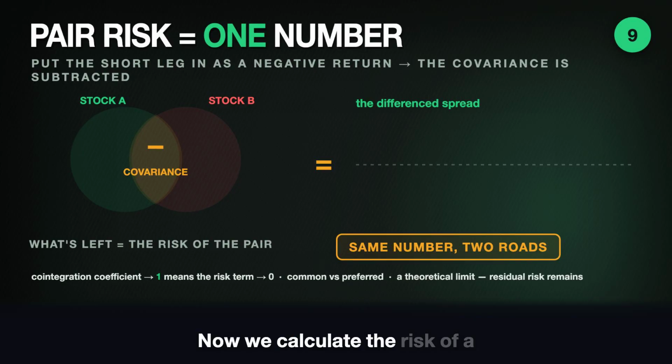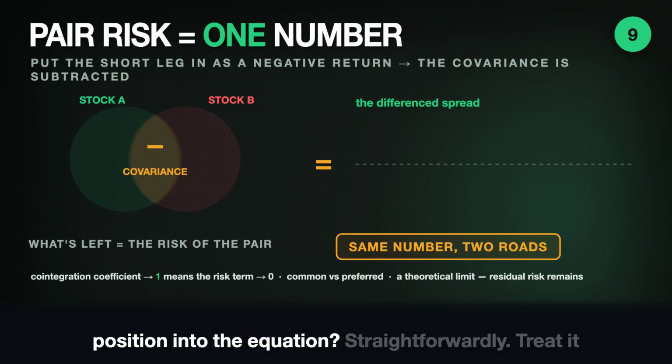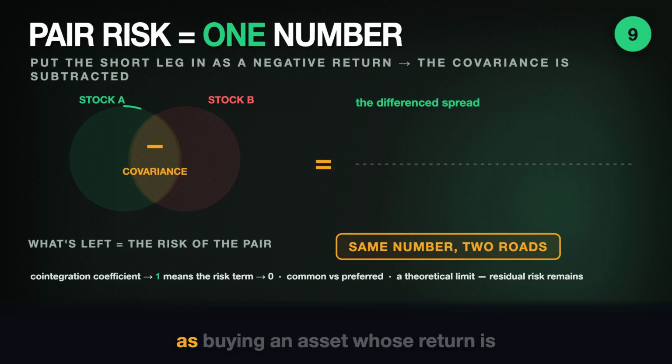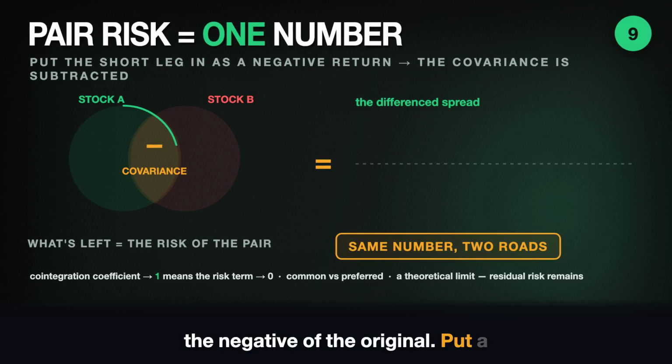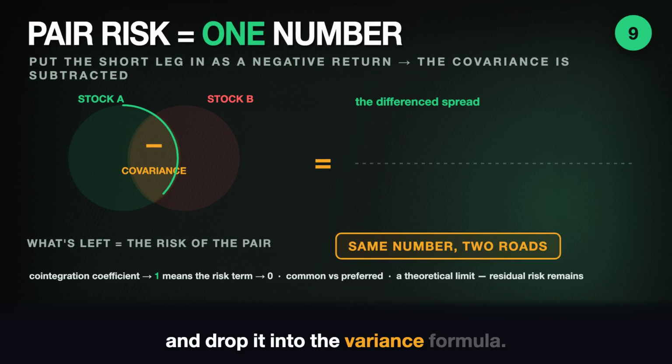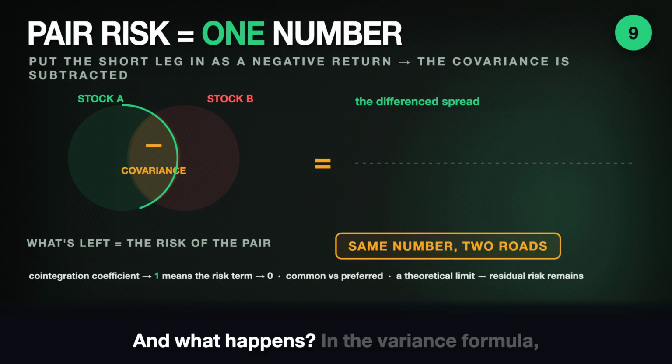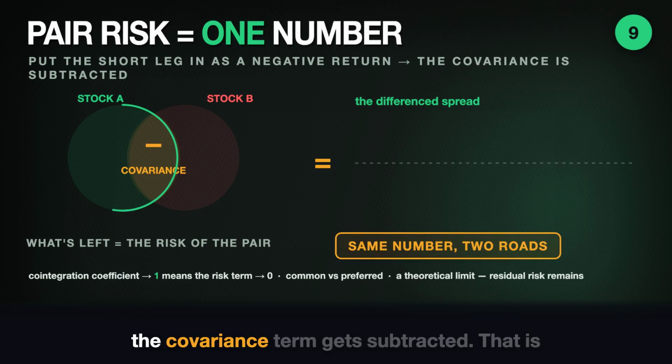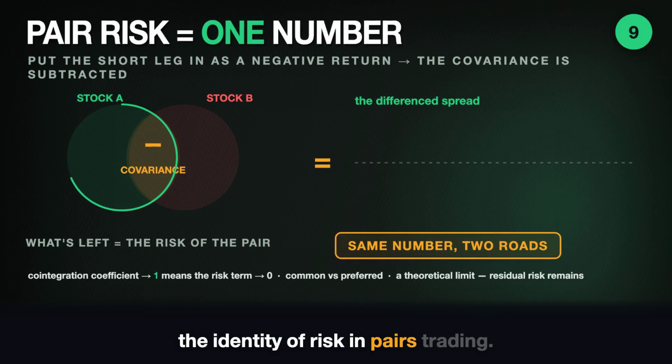Now we calculate the risk of a pair. How do you put a short position into the equation? Straightforwardly, treat it as buying an asset whose return is the negative of the original. Put a minus sign on the second stock's return and drop it into the variance formula. And what happens? In the variance formula, the covariance term gets subtracted. That is the identity of risk in pairs trading.